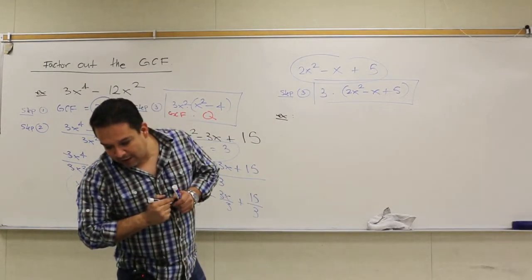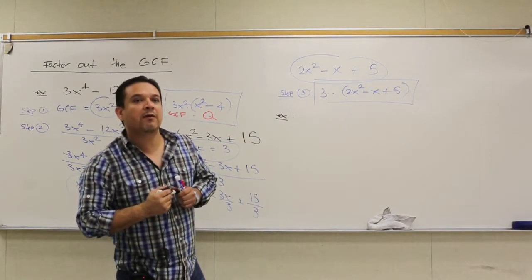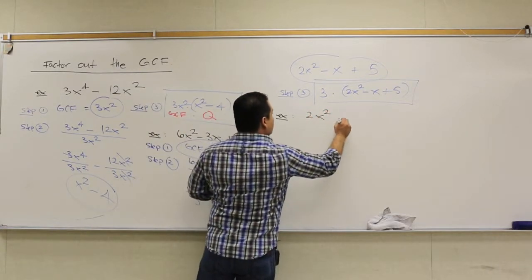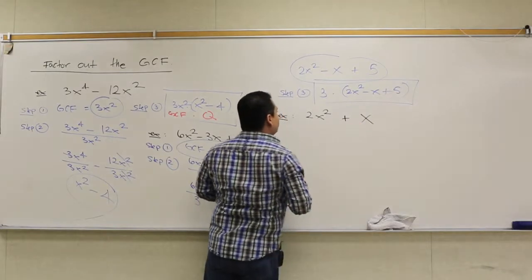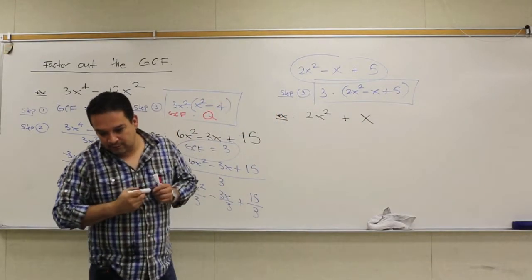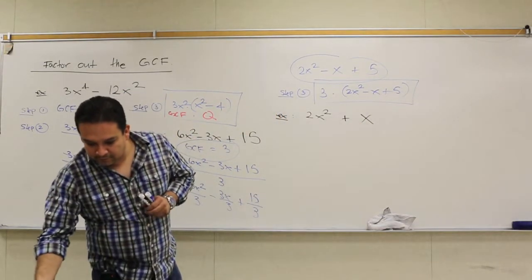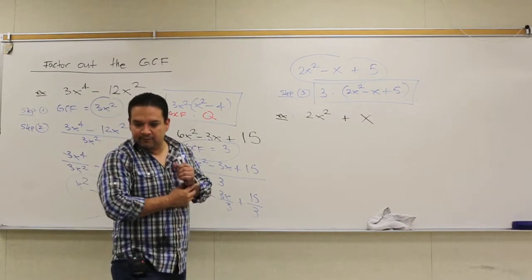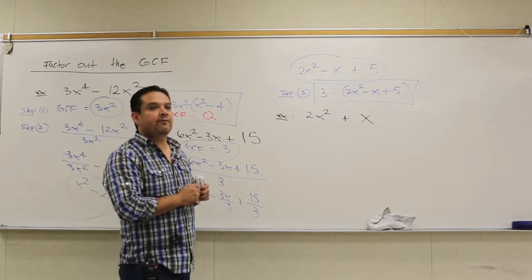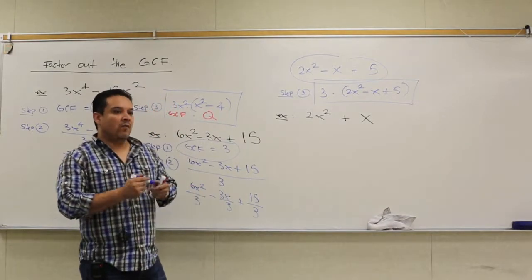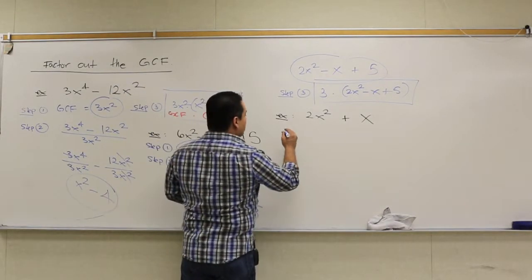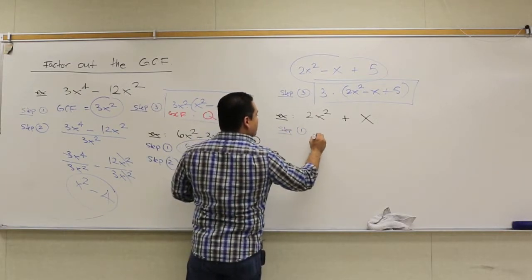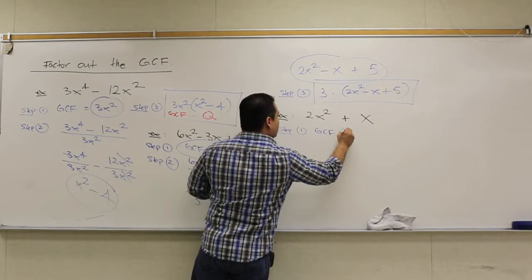So let's give you guys some more. Anybody have any questions on this here? How about if they gave you 2x squared plus x? Greatest common factor of the x. It's gonna be x. It's gonna be the GCF. Well, what's your first step? What's the greatest common factor? Is it just x?